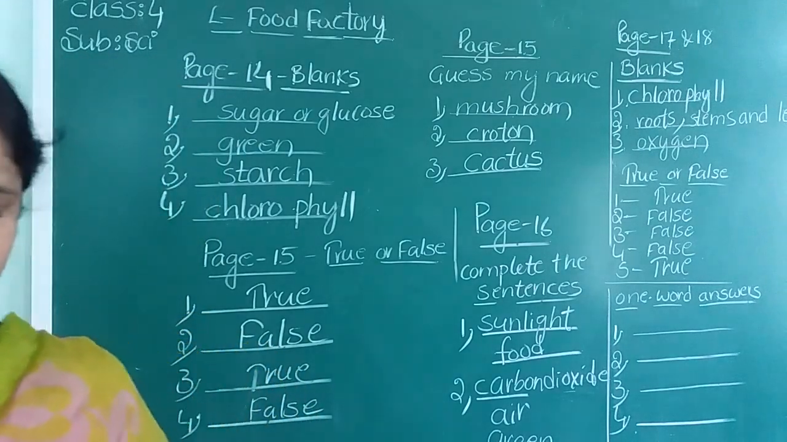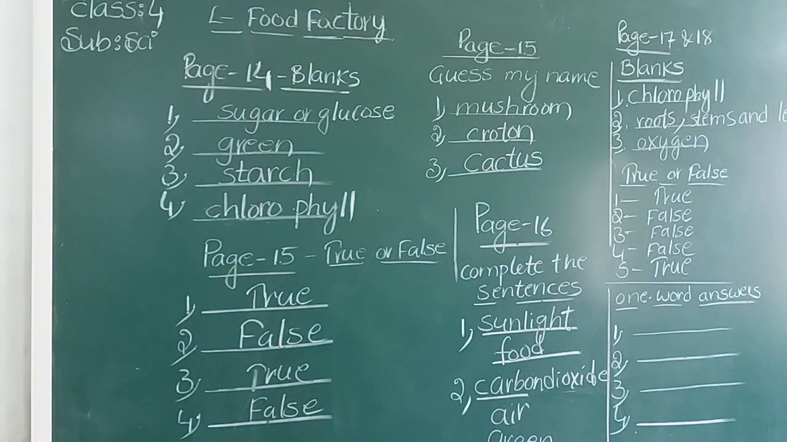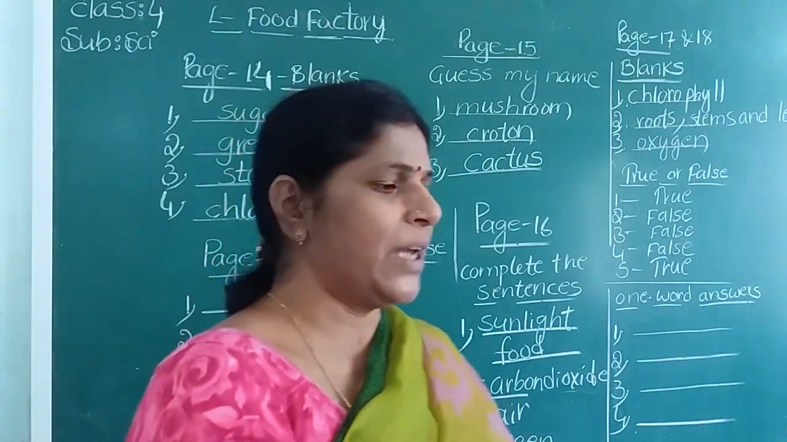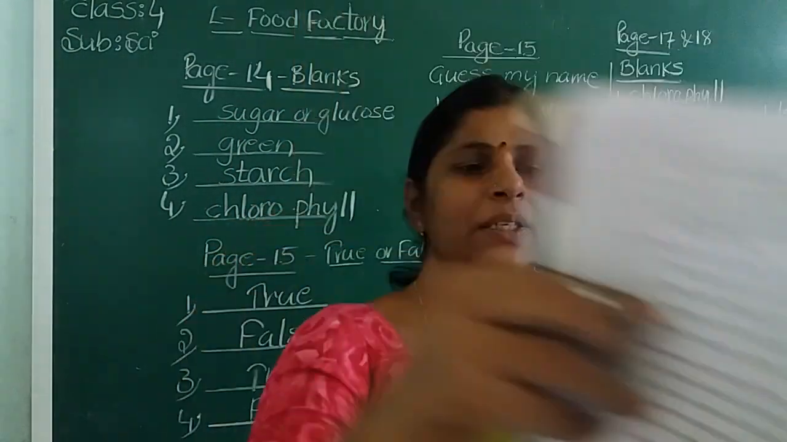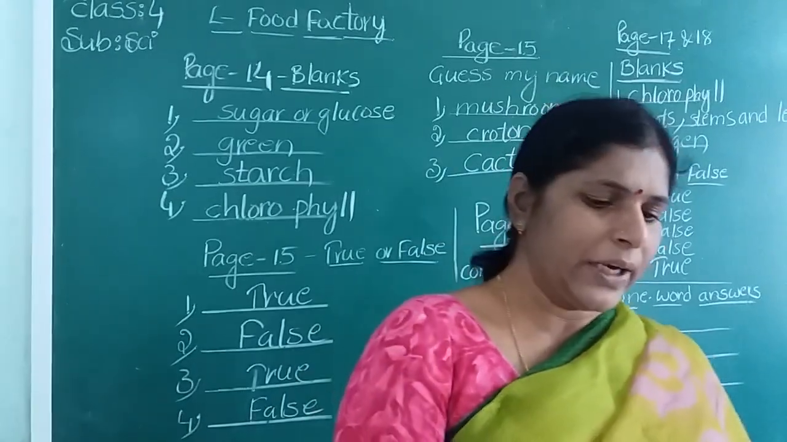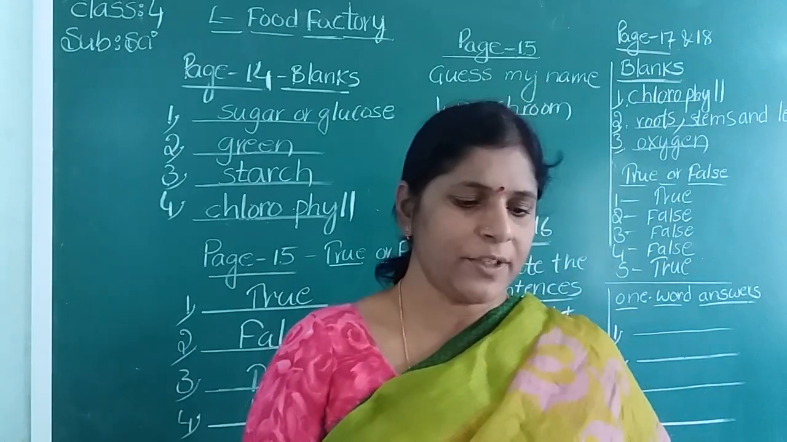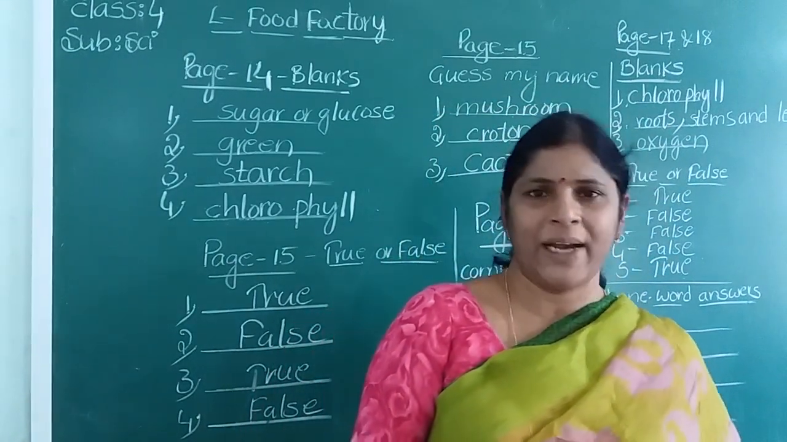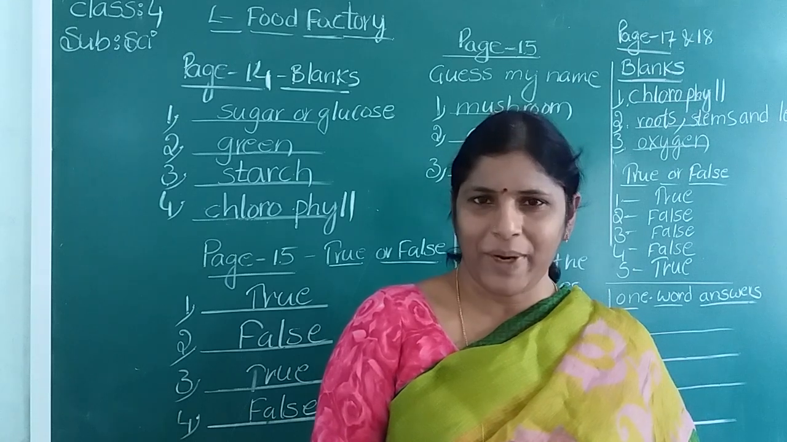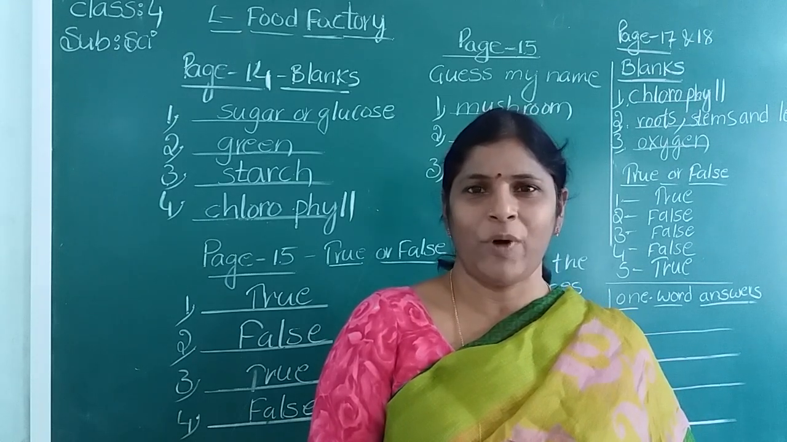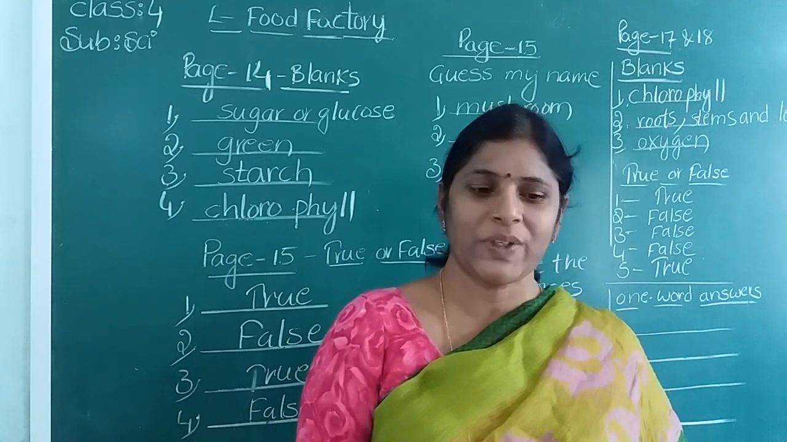And give one word answers for the following. See here, they have given one word answers for you. I am reading the question and you are telling the answer. The process by which food is made by plants. What is the name of that process?